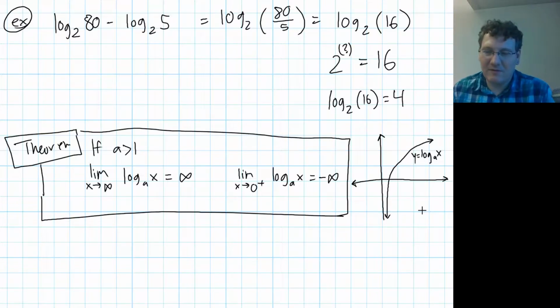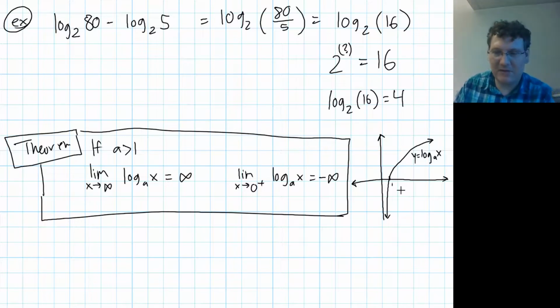This is the flip of the function a to the x, right? And so you think of it as a reflection over the diagonal y equals x.